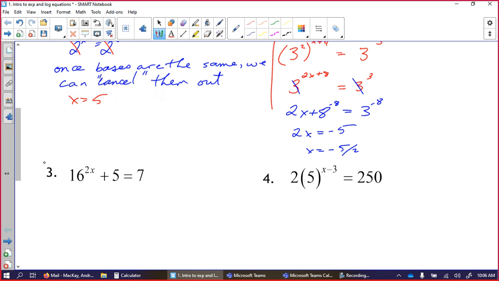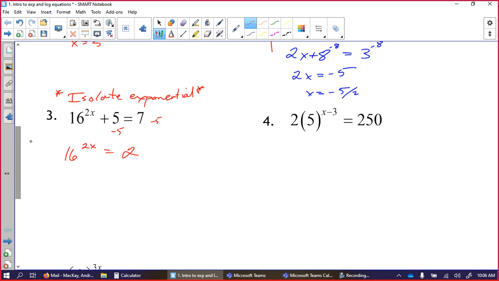And just like any equation, we can add the algebra steps. The first ultimate step is isolate your exponential. And then you can do all sorts of stuff. So 16 to the 2x plus 5 equals 7. Well, that looks like it has absolutely nothing. Minus 5, minus 5. 16 to the 2x equals 2. Okay, that's a little better.